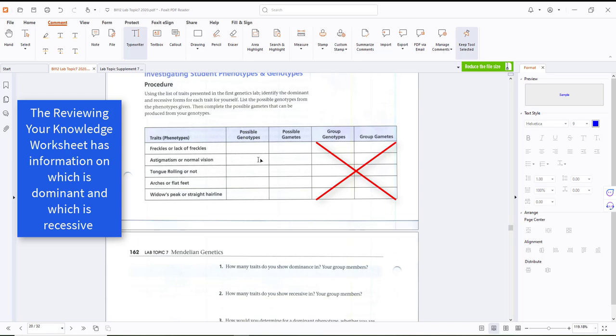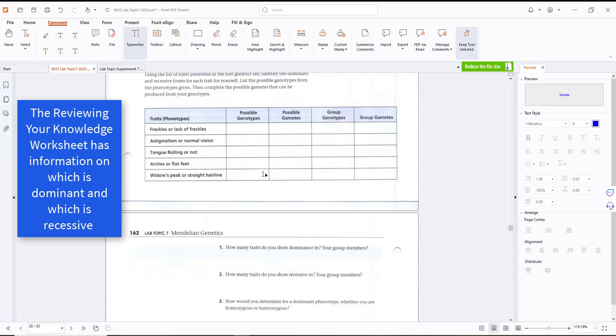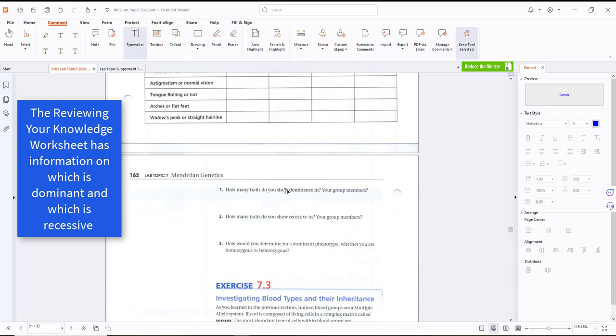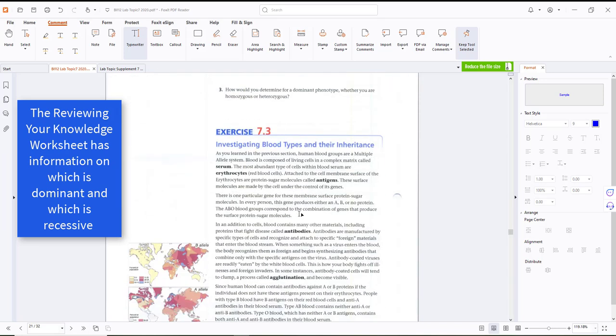And you can figure out your possible genotypes. Tongue rolling, so if you can roll your tongue or not, figure out if you're yes or no for that. Arches or flat feet, yes or no. Widow's peak, if you have a straight hairline or if it comes to a little point. Okay, so you can play around with that and then answer the questions.